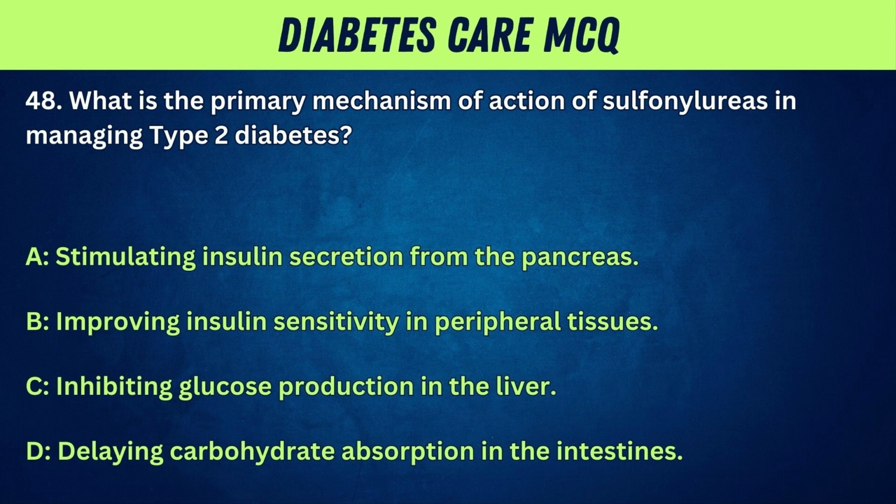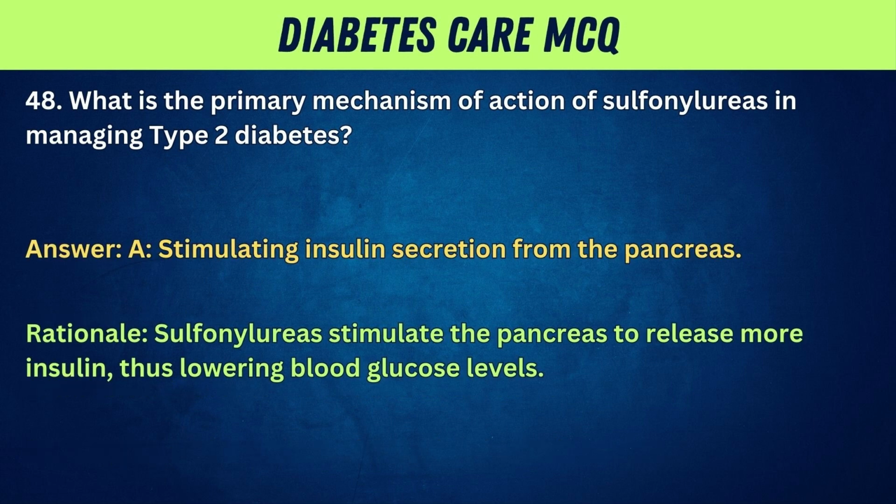Delaying carbohydrate absorption in the intestines. Answer: A. Stimulating insulin secretion from the pancreas. Rationale: sulfonylureas stimulate the pancreas to release more insulin, thus lowering blood glucose levels.